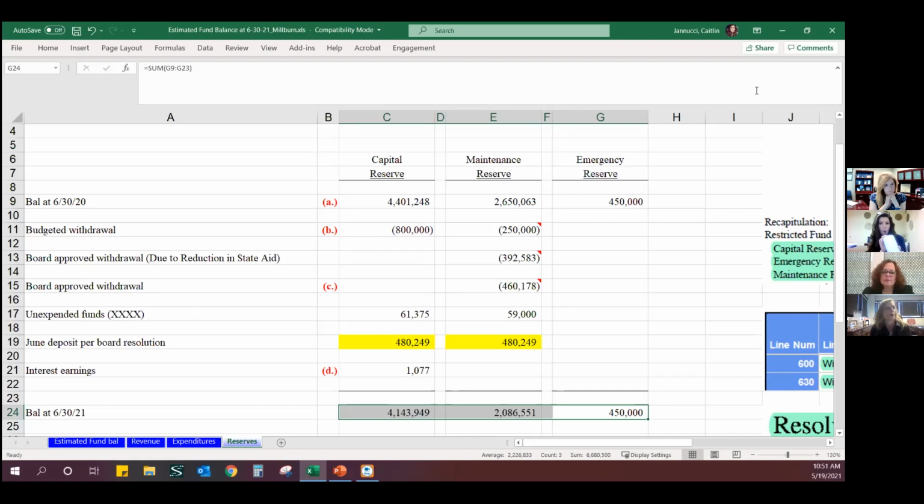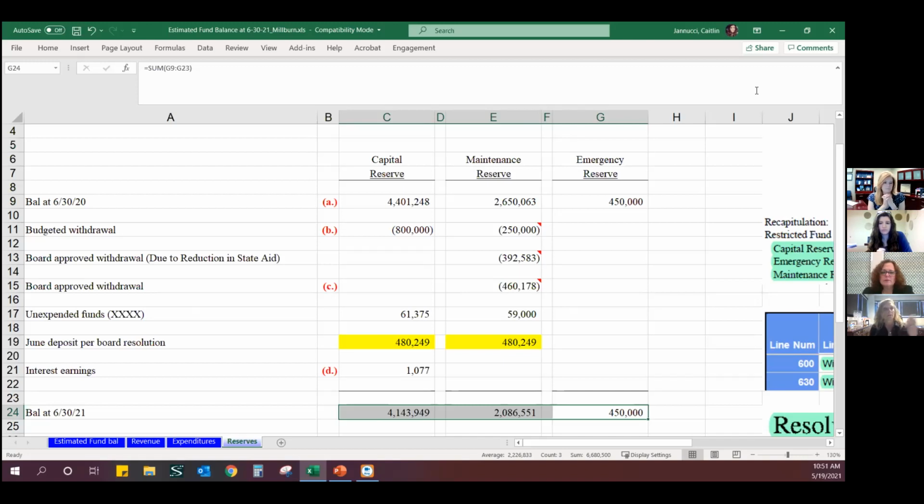And so Milburn withdrew $392,000 to cover the shortfall in state aid that they faced. And then they had another board approved withdrawal for a project that came up.